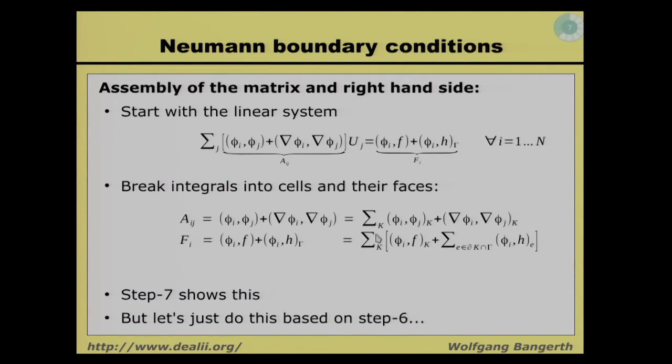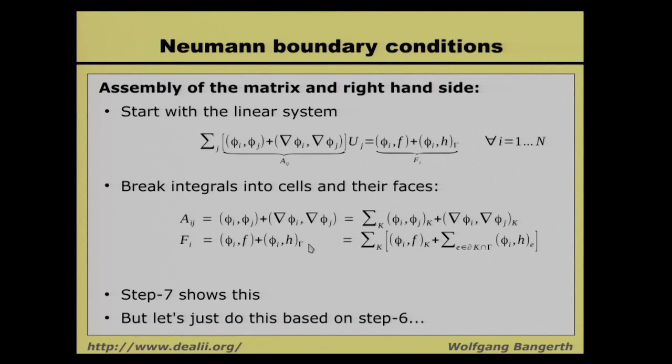So let me look at these A_ij's and F_i's in more detail. So A_ij is a domain integral plus a domain integral. So I can do as I always do, I split this over the cells, and then I compute them on the cell. So this is going to be my cell matrix, and then I'm going to copy this into the global matrix at the end of the integration on every cell. And down here for this F_i, I have the same thing. So I have a domain integral of phi_i times f.